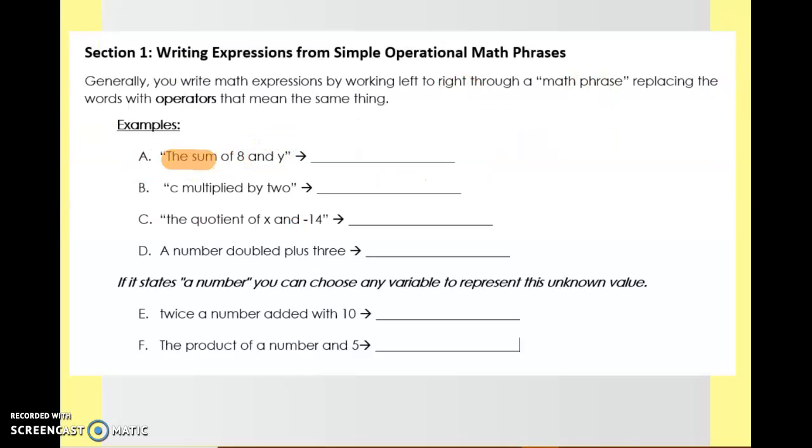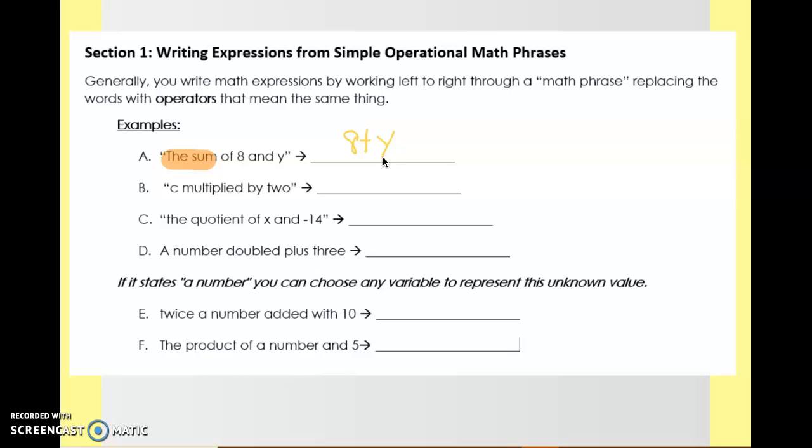So the word sum means to add, and we're adding together the two terms that we see next, the sum of 8 and y. So writing it into an expression, there is an addition phrase there, expression 8 plus y.